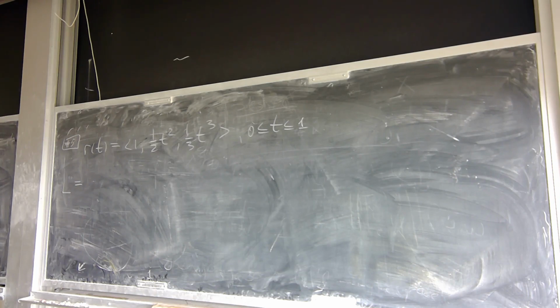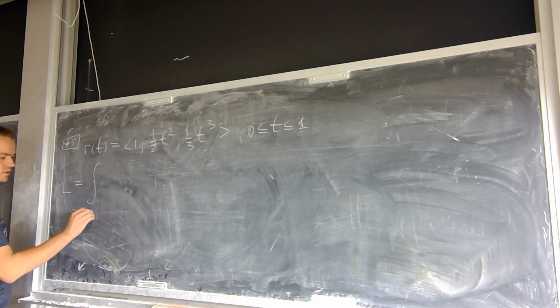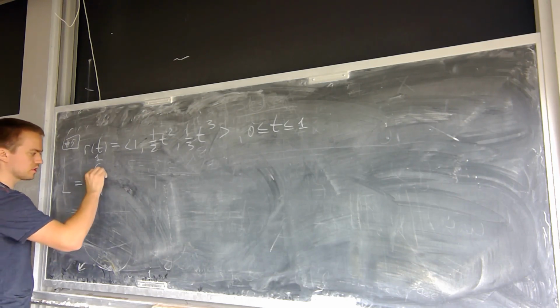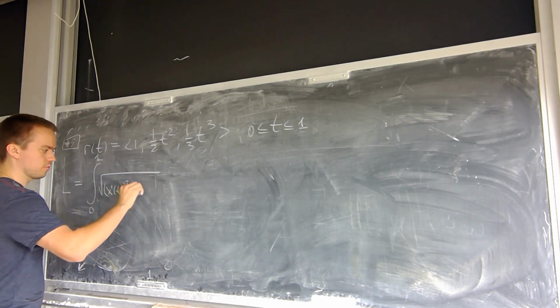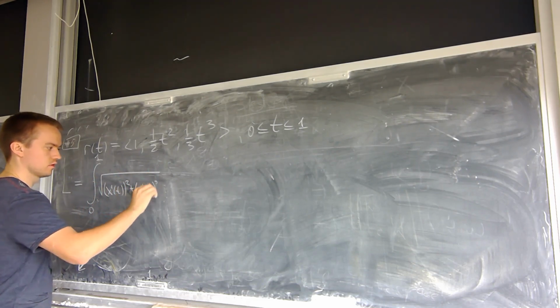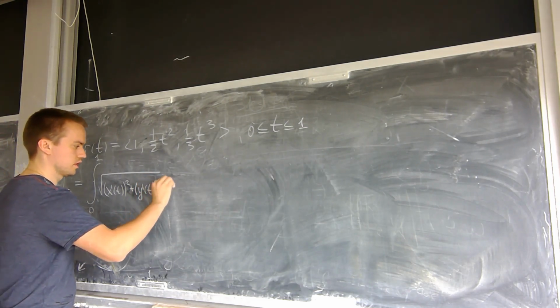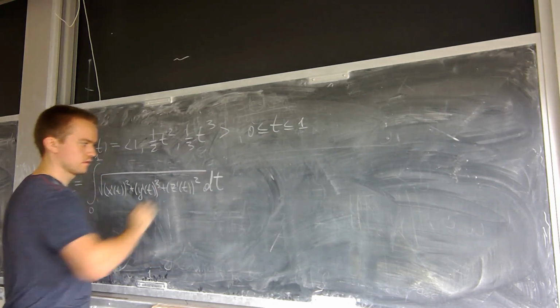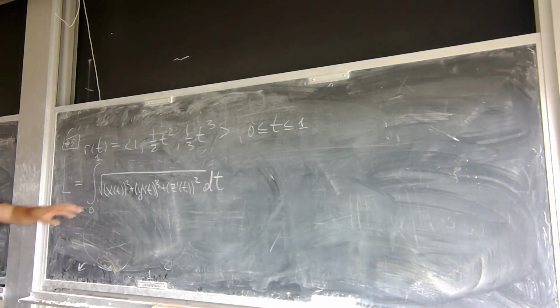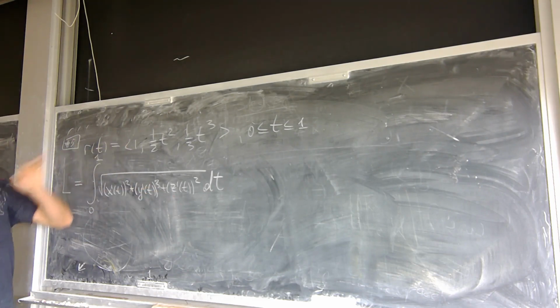Dot product with r prime of t. Yeah, so it's going to be the integral, in this case with bounds from 0 to 1. One way to remember this is the square root of x prime of t squared plus y prime of t squared plus z prime of t squared, dt, when x, y, z are the components of your r of t.